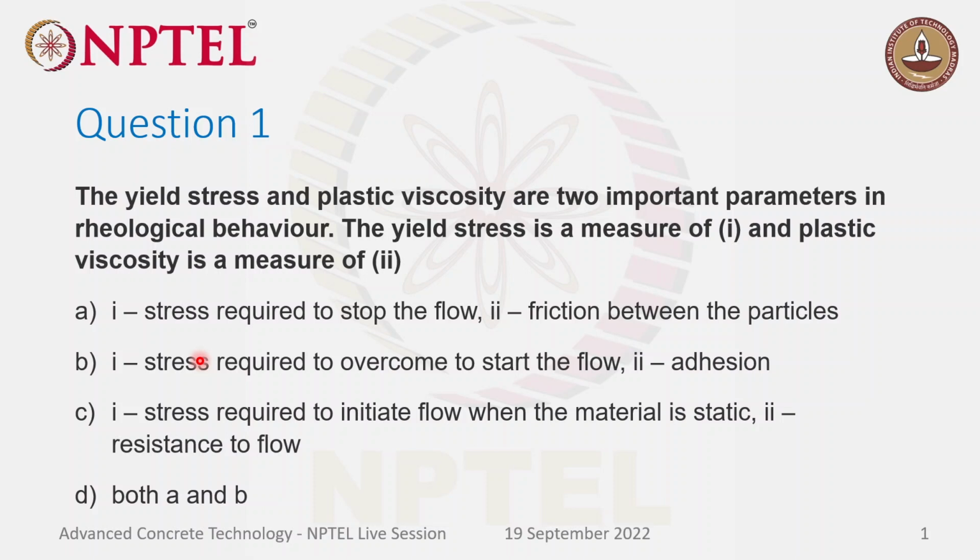Option A is yield stress is the stress required to stop the flow, and plastic viscosity is the friction between the particles. Option B says yield stress is the stress required to overcome to start the flow, and plastic viscosity is the measure of addition. Option C, the stress required to initiate flow when the material is static, and plastic viscosity is the measure of resistance to flow. And option D says both A and B.